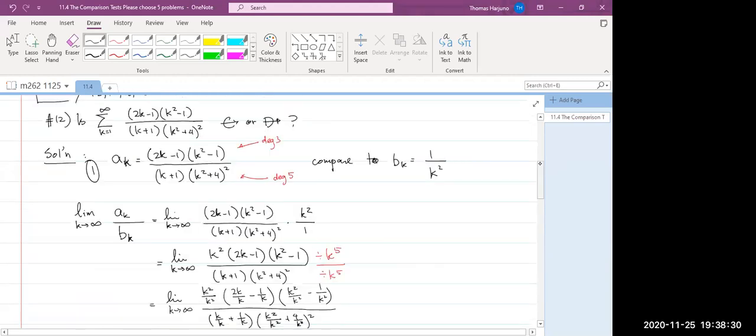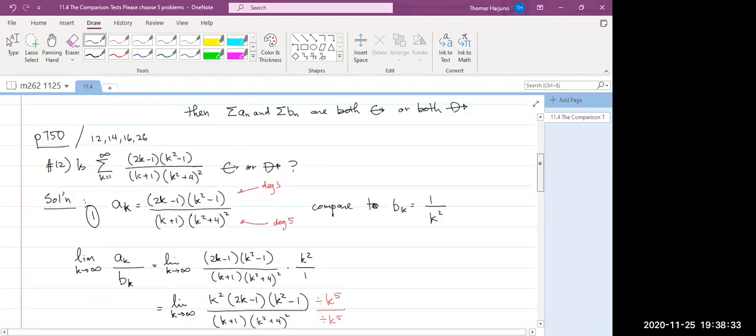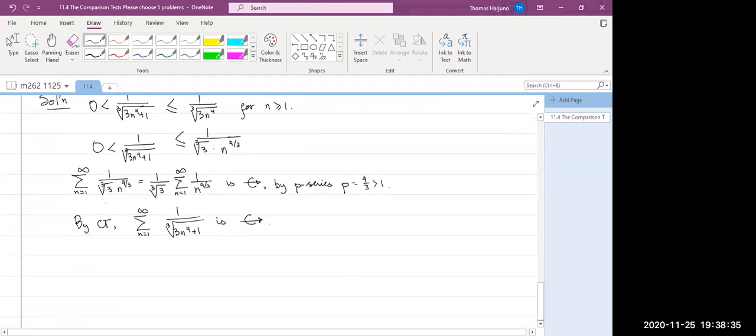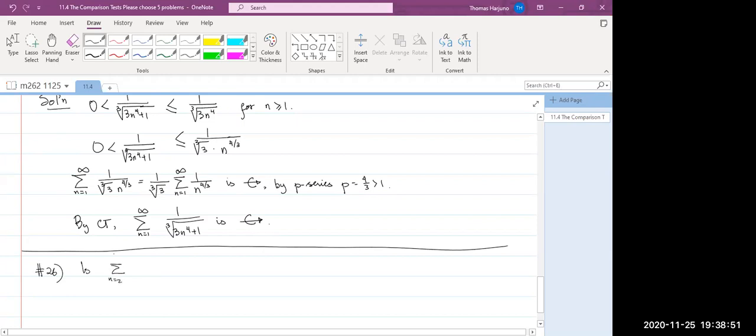What else? Number 26 is this series from 2 to infinity. It won't be from 1 because if n equals 1, it will be undefined. Now the thing is, I cannot bound it below. I cannot bound it above.